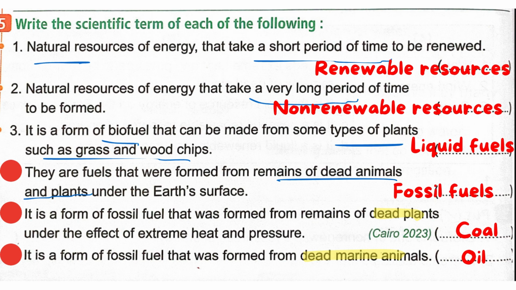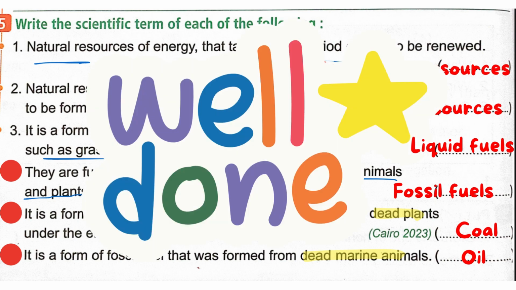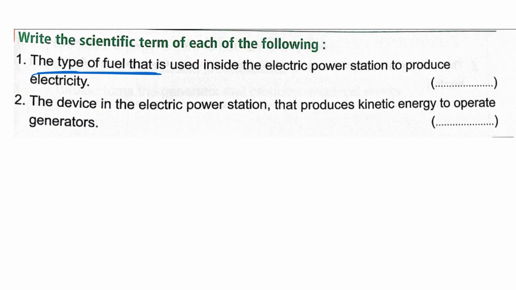Coal is formed from the decomposition of the remains of dead plants, but oil is formed from the decomposition of dead marine animals or dead sea creatures. Okay, we can use this name or that name: dead marine animals or dead sea creatures. Okay, with this we are done with this page. So well done, Junior 4 students. Now we will go to another page.